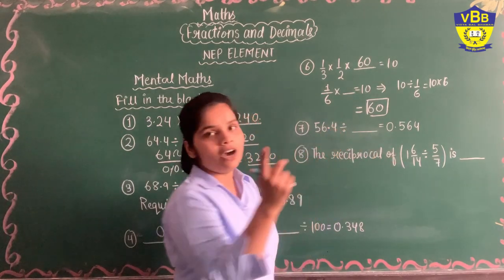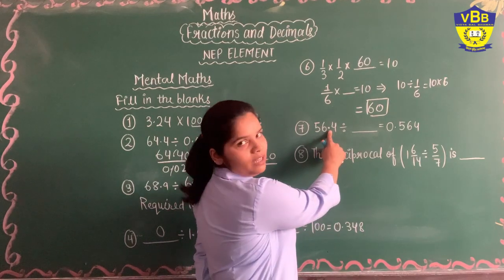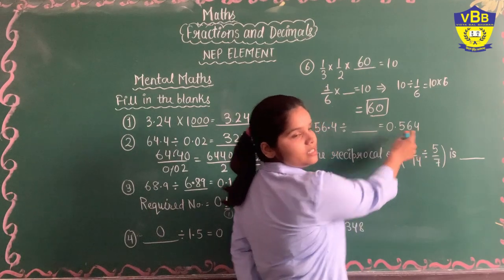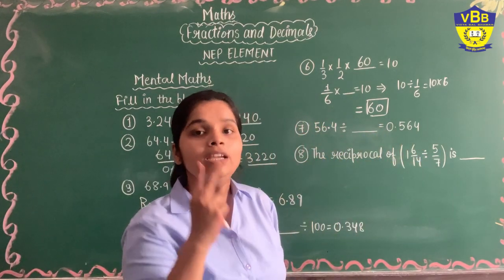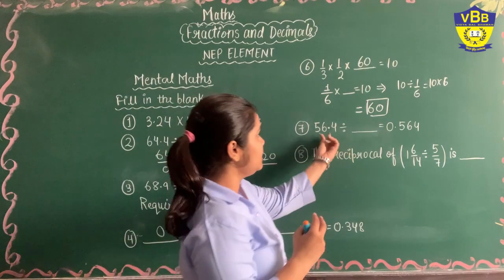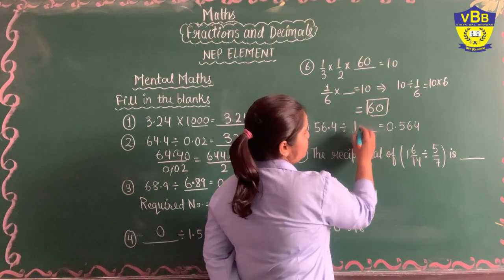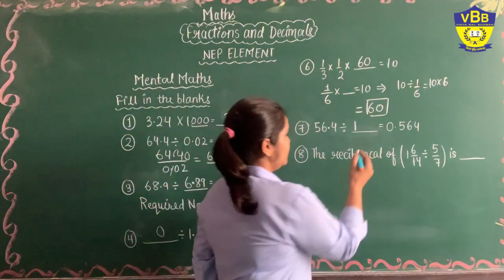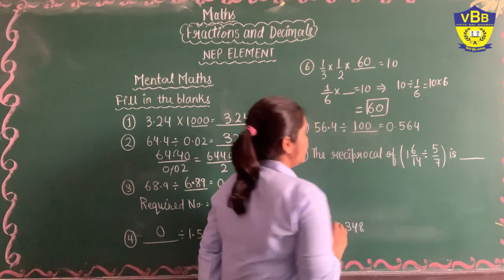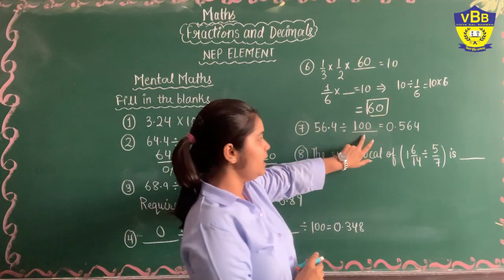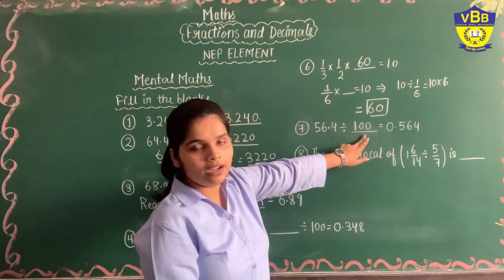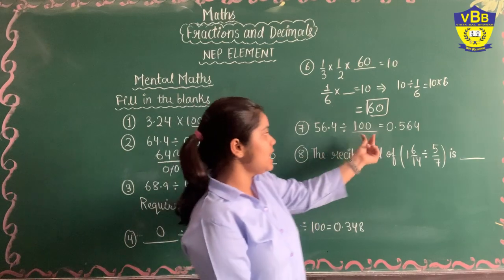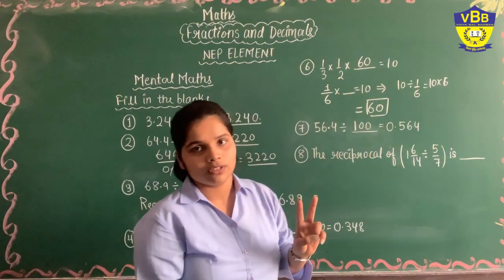To the left side by how many places? In the given number, after one decimal place, now it is after 3 decimal places. That means it is shifting towards the left side by 2 decimal places. That means the number should be divided by what? It should be divided by the multiple of 10 having 2 zeros, that is 100. So this 56.4 should be divided by 100. When you divide it by 100, the decimal will shift to the left side by 2 decimal places, as the divisor has 2 zeros.